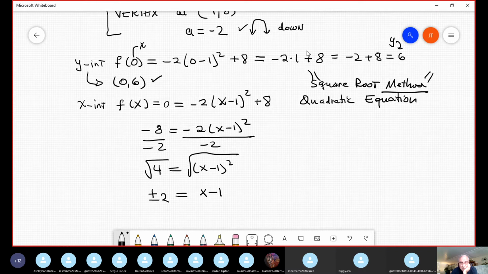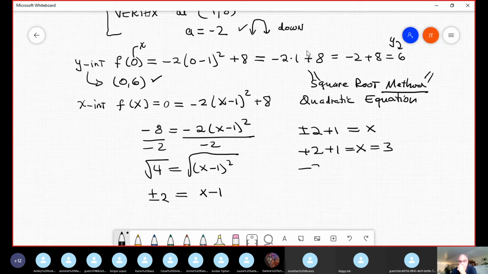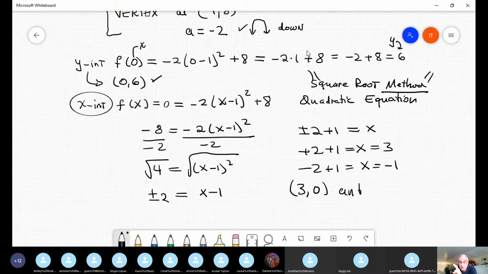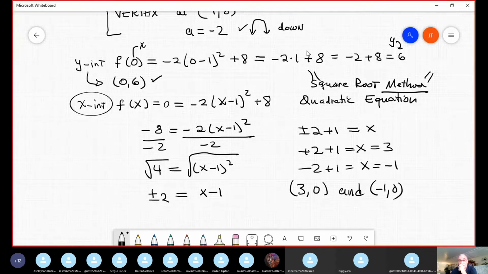Finally, for x, this is plus or minus 2 plus 1 equal x. I move this one to the left like a positive. So we have plus 2 plus 1 is 3, and minus 2 plus 1 is negative 1. Okay, entonces, ¿cuál es the conclusion? The conclusion is we have 2 x-intercepts. Es located at the points 3, 0 and negative 1, 0.